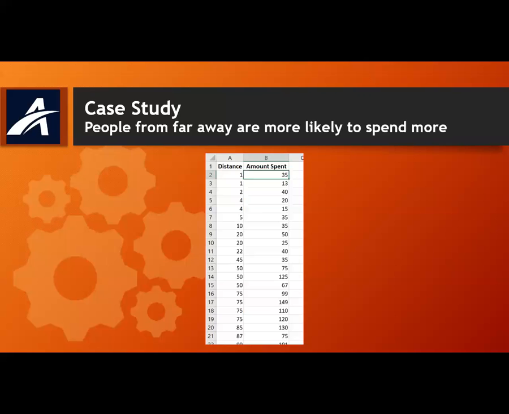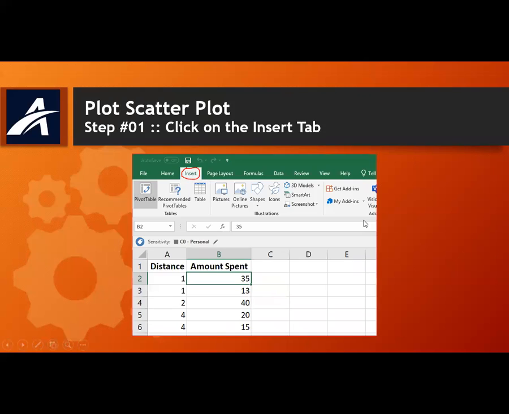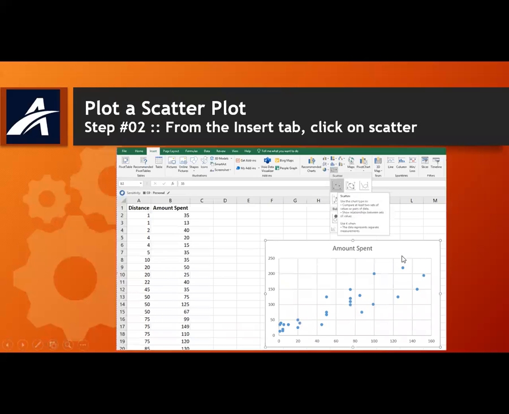So is there a relationship between the distance someone is from the supermarket as compared to the amount that they are likely to spend? So from within the Excel sheet, you open the Excel sheet and click on the Insert tab and click on any cell within the data set, and then navigate to the Scatter tab and select the scatter plot.